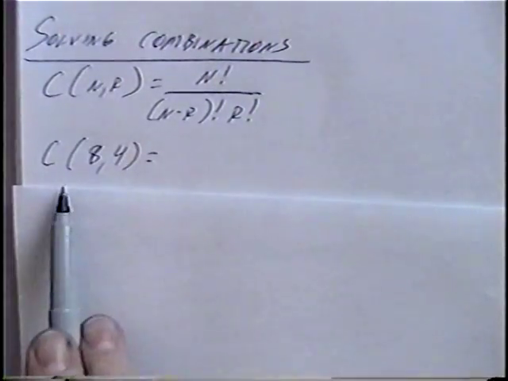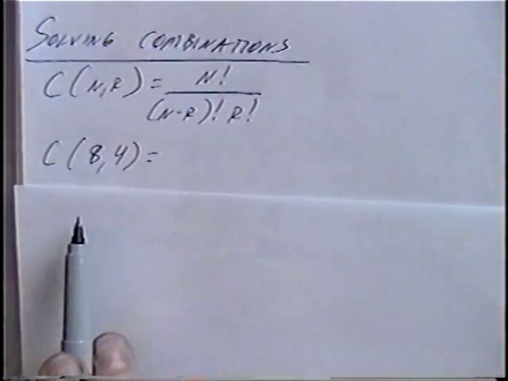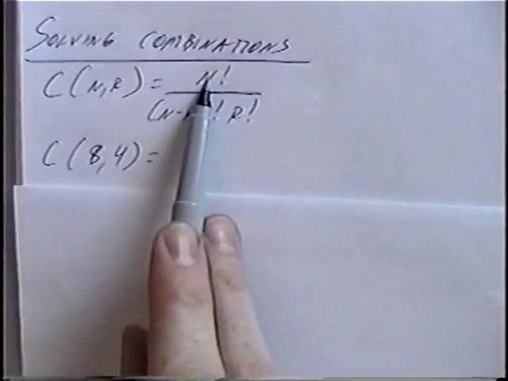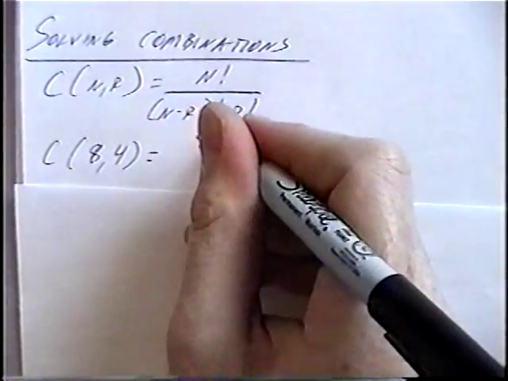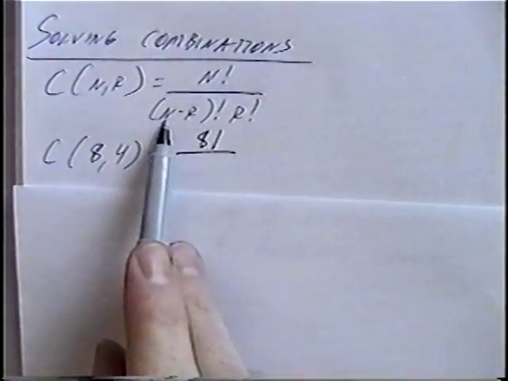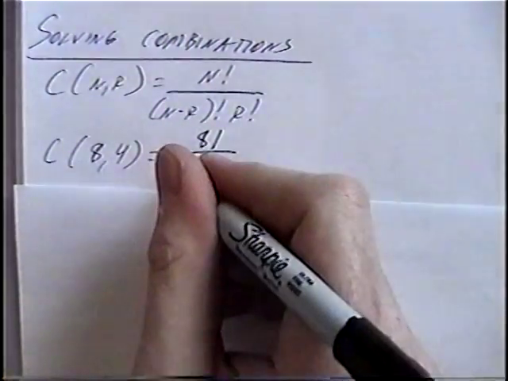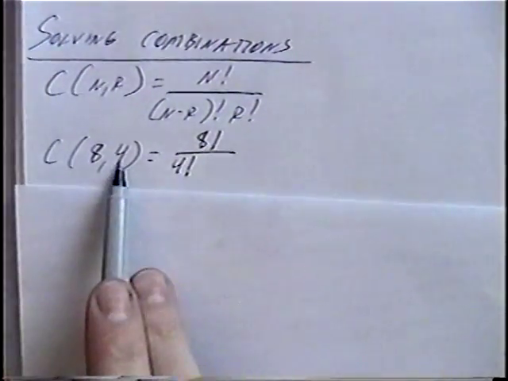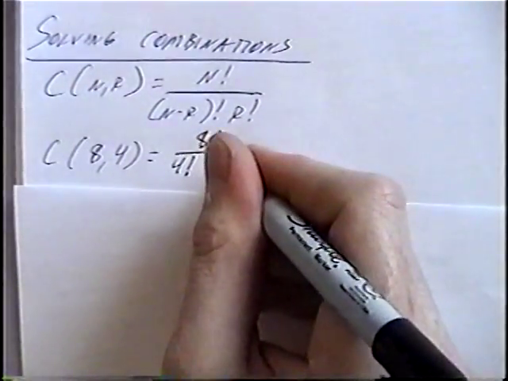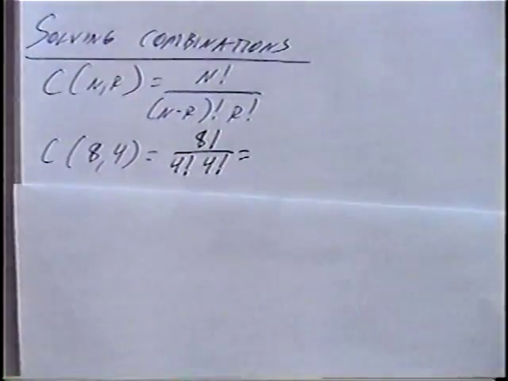First problem we'll solve is combination 8, 4. Again, 8 would be what n is, and 4 is what r is equal to. In this case, we'll have 8 factorial. n minus r would be 8 minus 4, which would be 4 factorial. And we also have r factorial, which is 4, so we have another 4 factorial in the denominator.